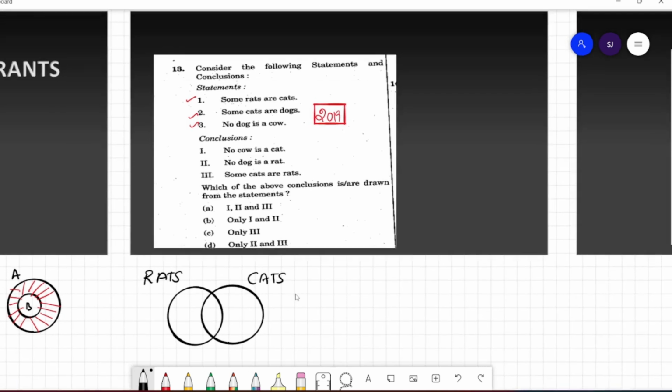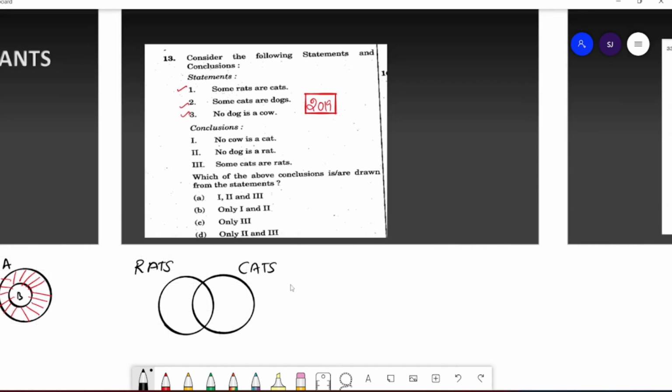So for example, look at this point. Some rats are cats, they have given, but then they have given some cats are dogs. Look at this: some cats are dogs.